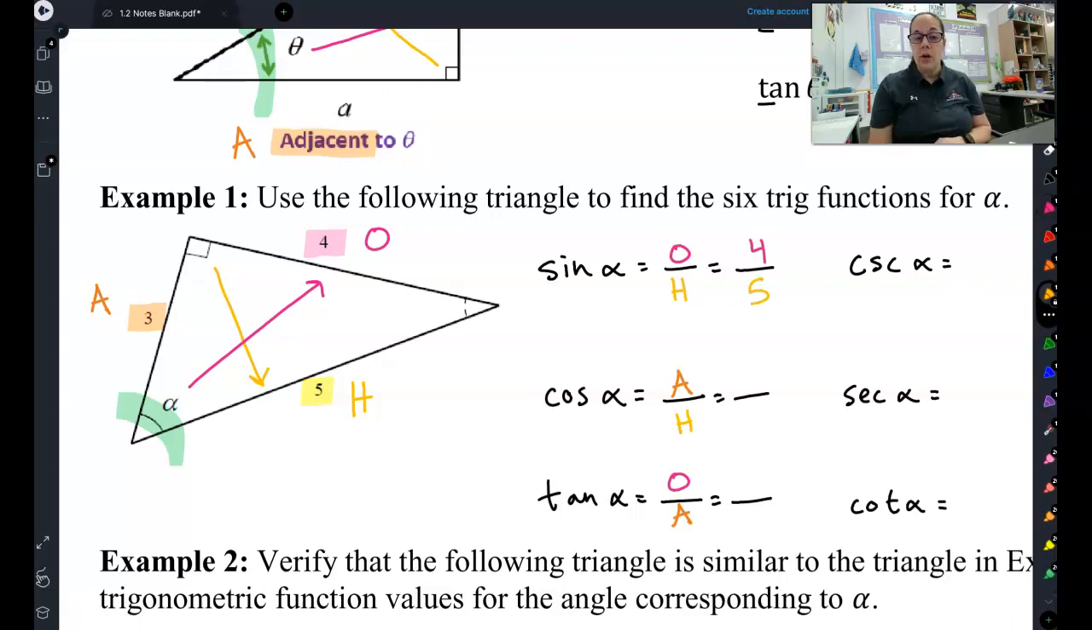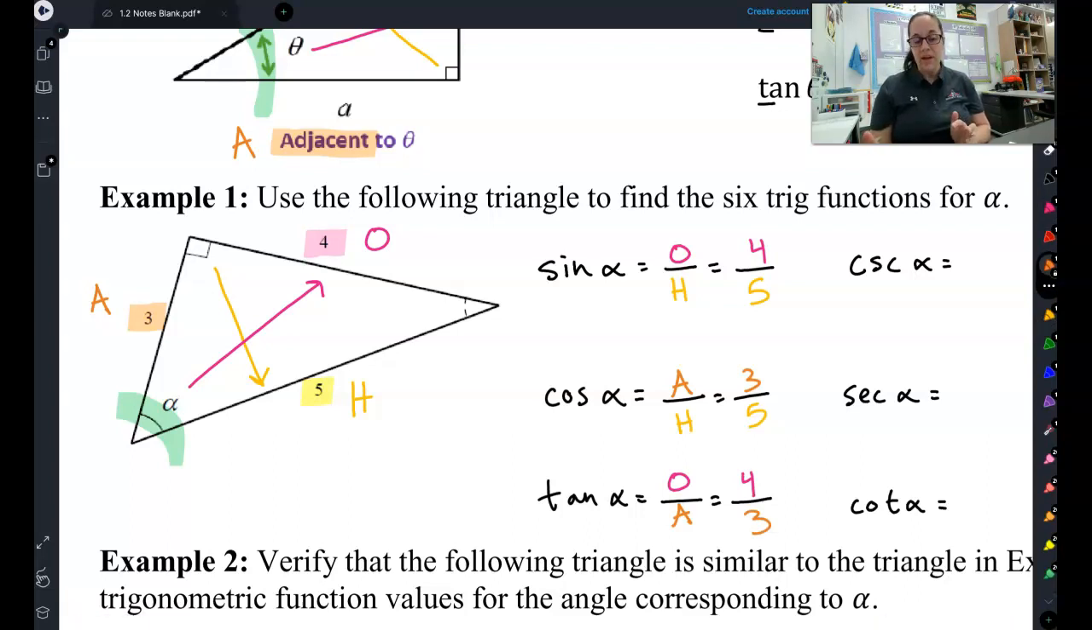And you're done. So sine of alpha is 4/5. That's your answer. You're finished. Now cosine, my A side was 3 and my H side was 5. I'm done. There's cosine. And finally tangent, my O side was 4 and my A side was 3.